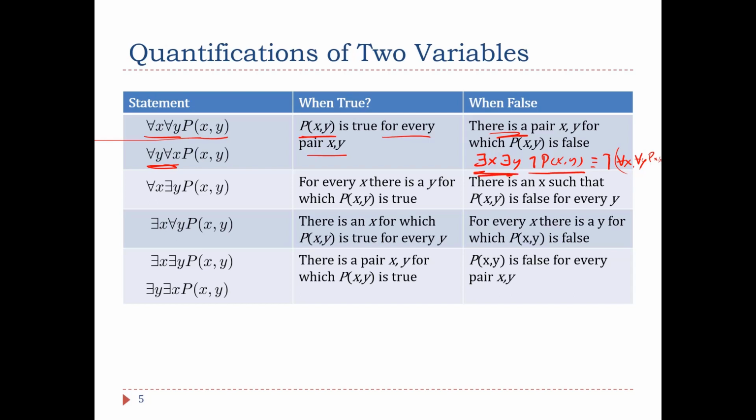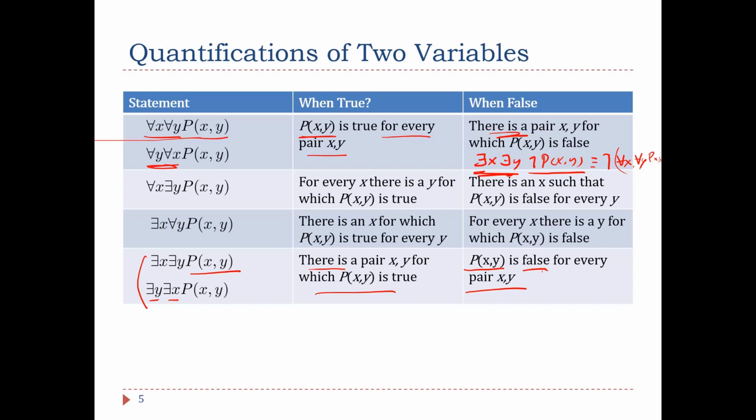Let's consider the dual, which is you can find x and y such that the property of x and y holds. This is similar to finding y and x. So it's true whenever you can find a pair of elements x and y such that p of x and y is true. To refute this property, to show that it's false, is really hard because you have to show that p of x and y is false for every pair of x and y.